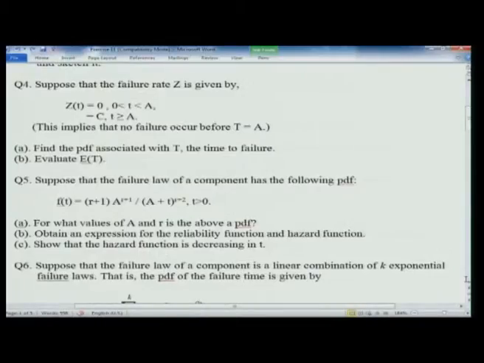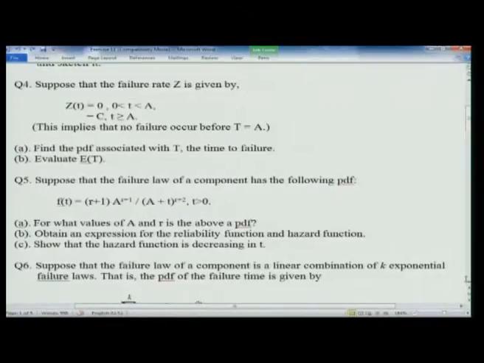Now, let us look at question 5. Suppose that the failure law of a component has the following PDF: f of t is r plus 1 into a raised to r plus 1 divided by a plus t raised to r plus 2, for t greater than 0. For what values of a and r is the above a PDF?